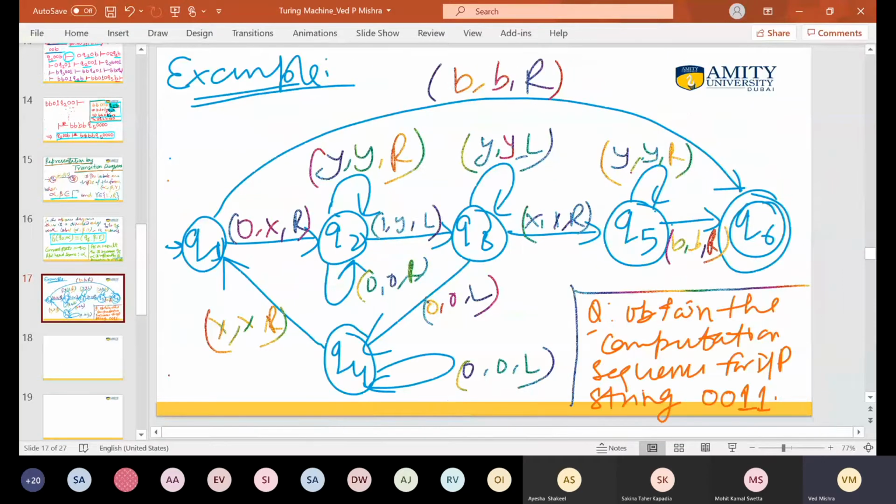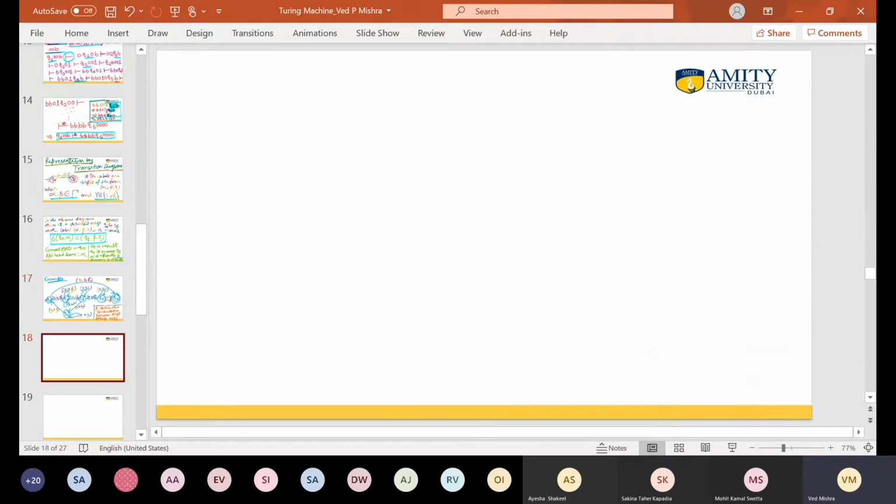Here, what is this? Q1. And what is 0? 0 is the input. So Q1 with 0, what are you getting? Q2. And in place of 0, what is becoming? X, and you are moving towards the right direction. So this will be the procedure. Can you solve this question? I will just show some steps and you start solving it.